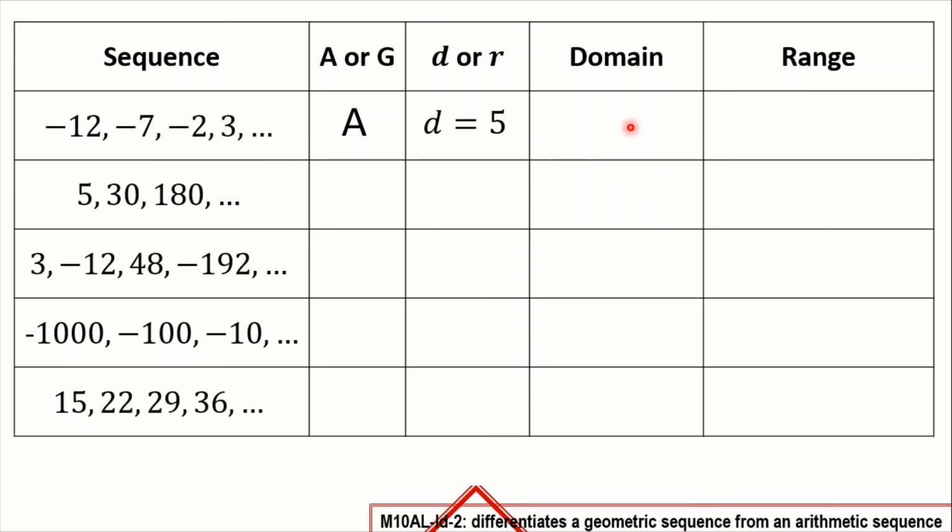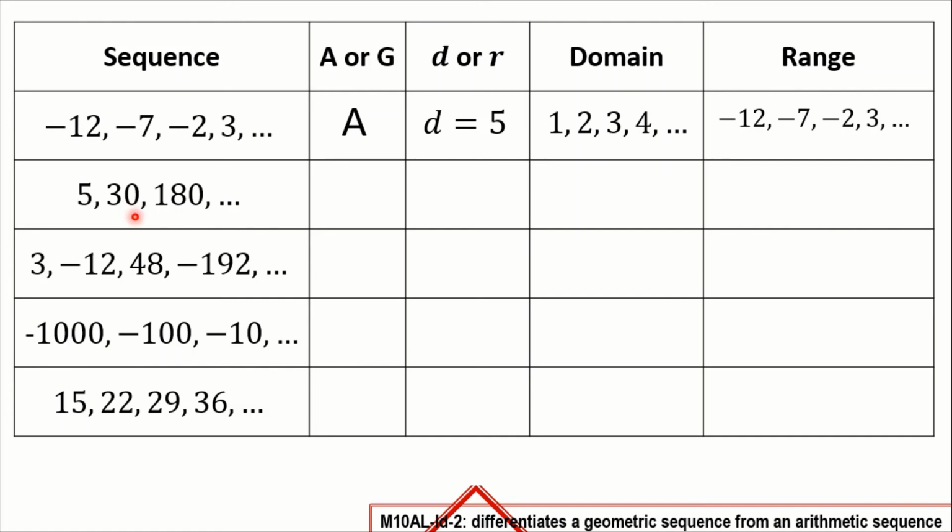Now, ang domain natin is the set of positive integers. So, starting with 1, 2, 3, 4, and so on. And the range is the sequence itself. So, ang gagawin, copy lang natin yung given sequence dito. Now, let's have the second sequence.